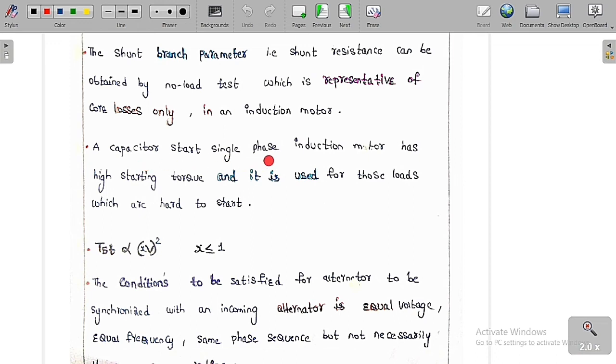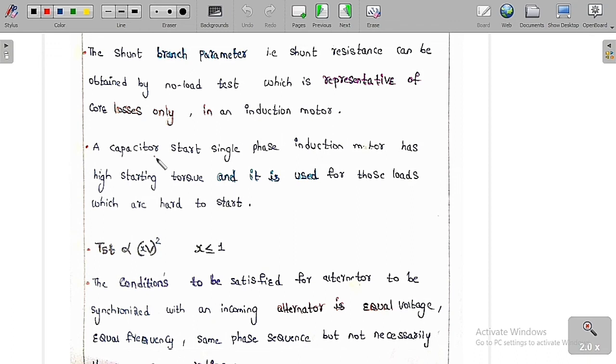A capacitor start single phase induction motor has high starting torque and it is used for loads which are hard to start. With the help of the starting capacitor, we increase the phase angle between the auxiliary current and the main winding current. The starting torque is proportional to Im into Ia into sine of alpha, where alpha is the phase angle between Im and Ia. If alpha increases, then sine alpha increases, then starting torque increases.